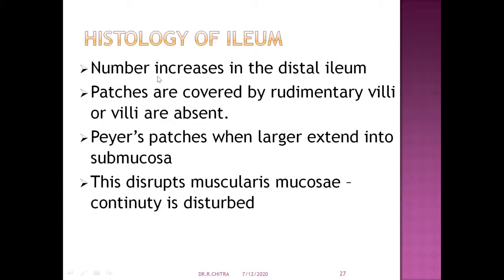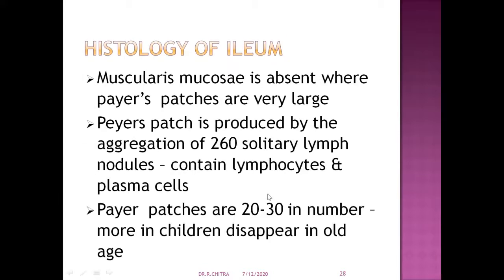The number of Peyer's patches increases from the proximal to the distal part of the ileum. Opposite to the patches, the villi will be rudimentary or absent. When larger, Peyer's patches will extend into the submucosa, so that disturbs the muscularis mucosae. Muscularis mucosae is absent where Peyer's patches are very large. One Peyer's patch is produced by the aggregation of 260 solitary lymph nodules. So that is how one Peyer's patch is formed.